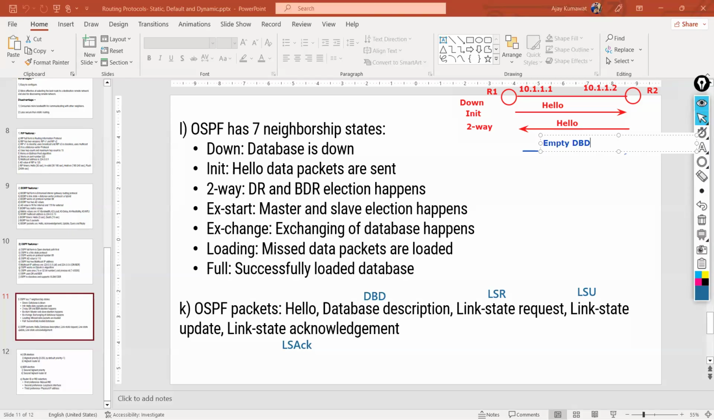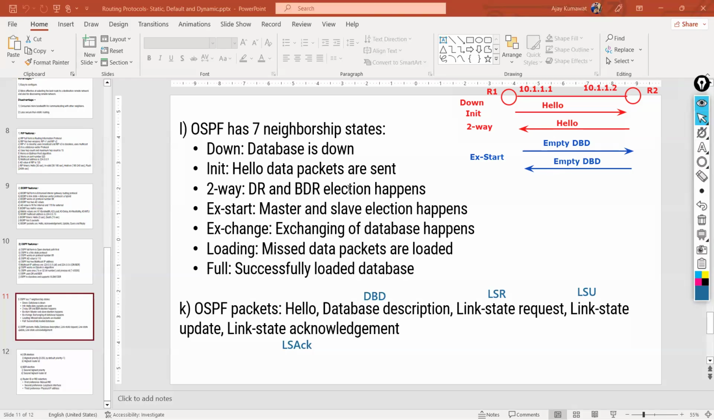The second packet. They will share the database description packet, which is used to share the databases, but they will not put up any information in this. That means they are going to send empty packets. This guy will also send what? Empty. So that means now they are preparing each other for sharing the database. So their state will change. And to which state will it change? It will change to ExStart. The exchange has started, but they are not really exchanging the database.